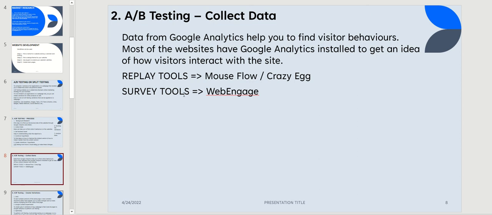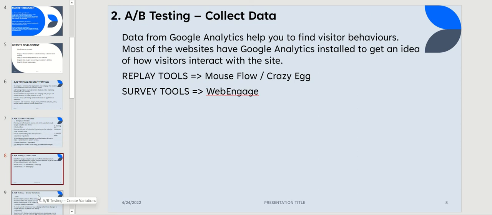Replay tools. These tools give a better insight into user actions on your website, and they also allow us to use click maps and heat maps of user clicks to check how far users are browsing the website. Some of the tools are Mouseflow and Crazy Egg. Survey tools collect qualitative feedback from the website. This involves asking returning visitors some survey questions. The best tool is WebEngage.